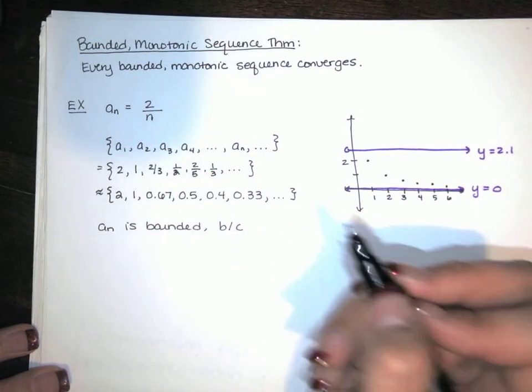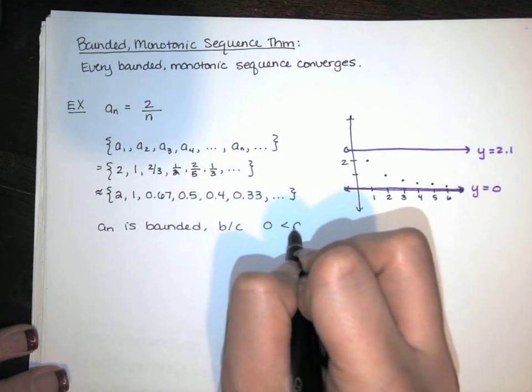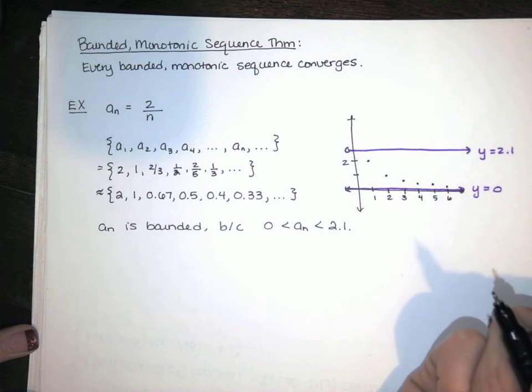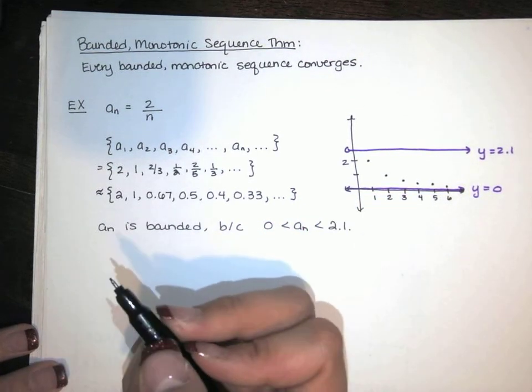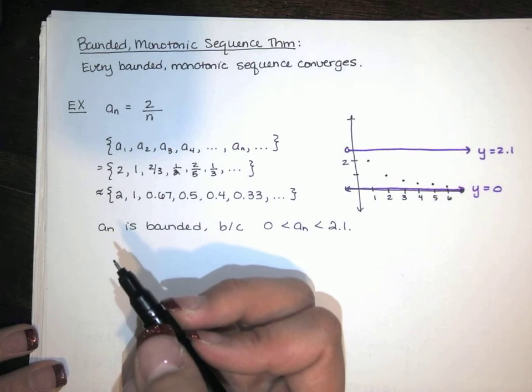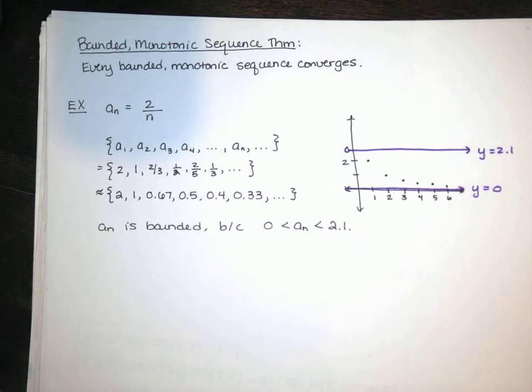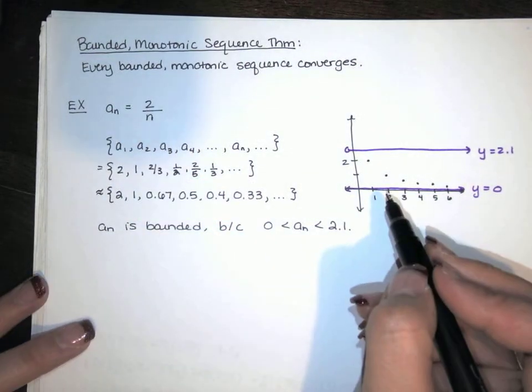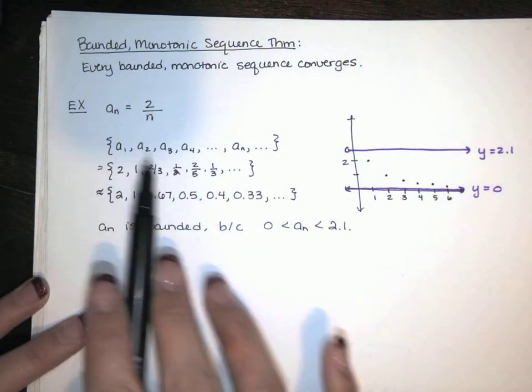Because a sub n lies between 0 and 2.1. And is it monotonic? Well, I think it is. We can see that they're getting smaller and smaller. Now we might want to prove that it's monotonic by looking at a sub n plus 1 and a sub n.